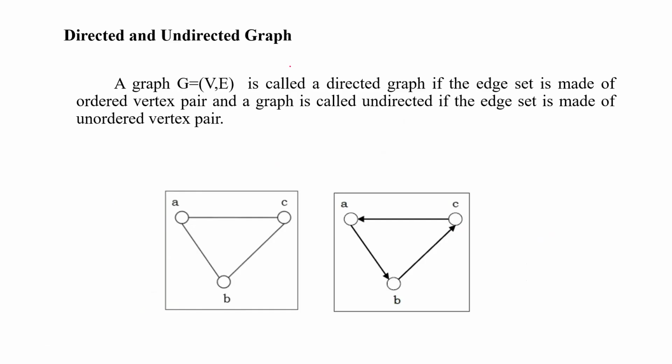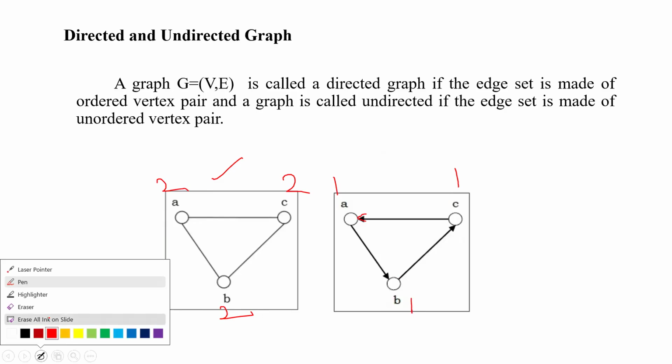Directed and undirected graphs. This is very important. A simple graph is an undirected graph, but in a directed graph an arrow will be there. You can put the degree of each vertex here. For example, in this diagram, A has degree 2, B has degree 2, C has degree 2. In the directed version, A has degree 1, B has 1, C has 1.